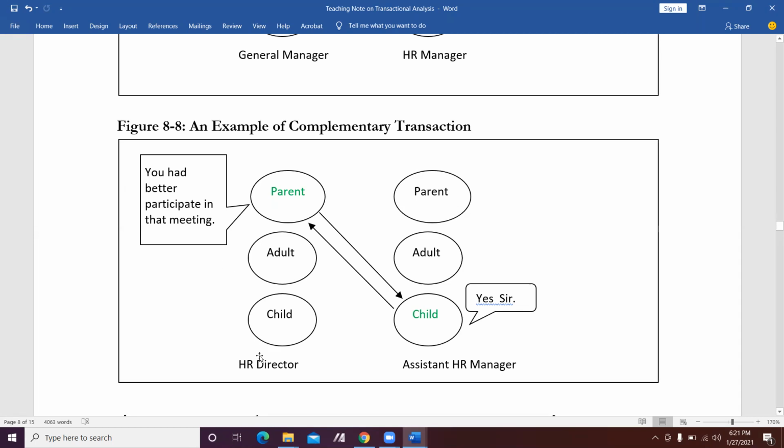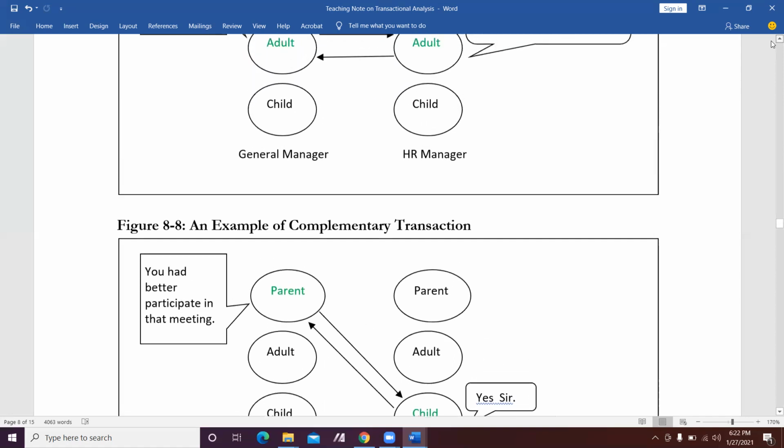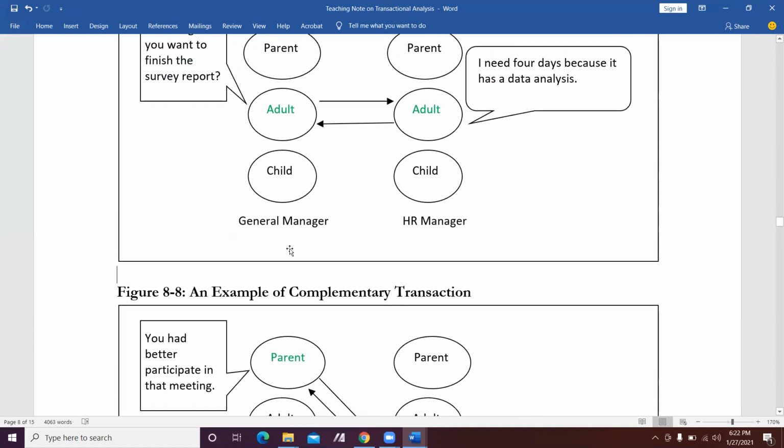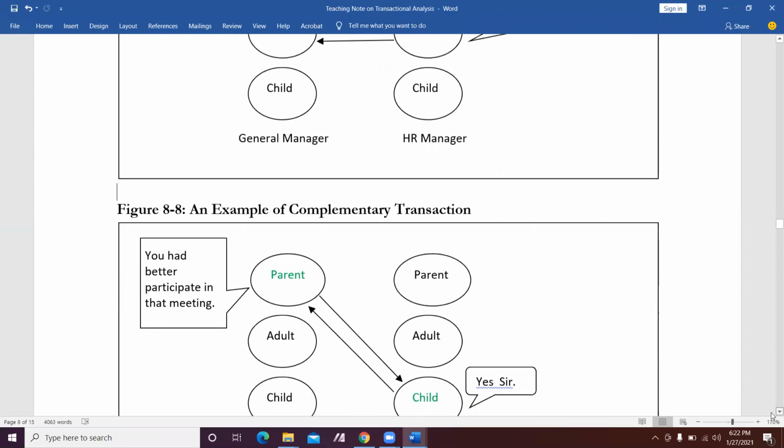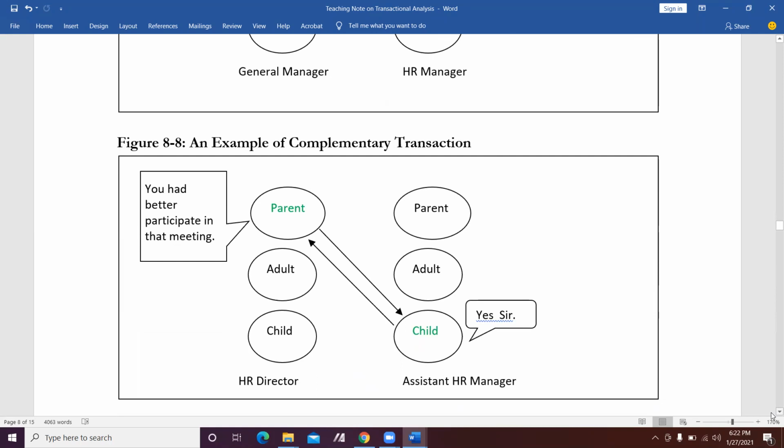There is a command. Then, using a parent ego, the HR director expected a child ego. Then indeed, the assistant human resource manager gave a response deriving from child ego: Yes, sir. Then no problem. So in the first example there is adult ego from the general manager and adult ego from the HR manager. Here, parent ego from the HR director and child ego from the assistant HR manager. Here also no problem, no complaint. That's why it is complementary.